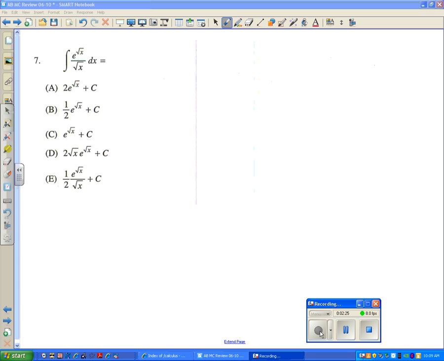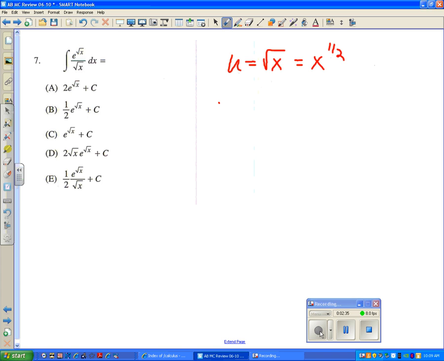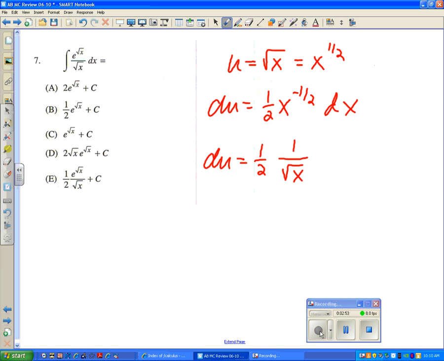Number 7 would have us use some substitution, allowing u to be the square root of x, which of course is x to the 1/2. The derivative would be 1/2 x to the minus 1/2 dx. We have here du equals 1/2 times 1 over radical x dx. I hope you recognize this as 1 over radical x dx, and that's what we have in the problem here.